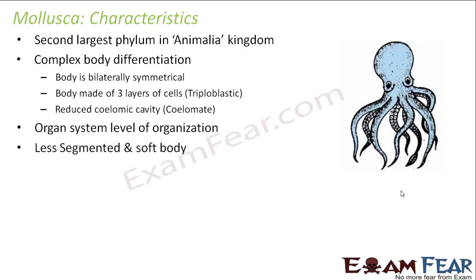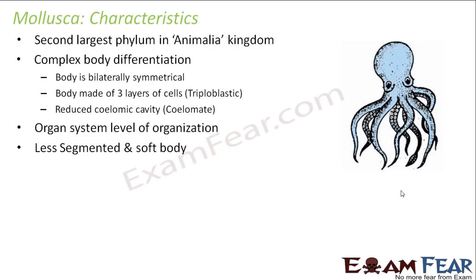Their body is less segmented and soft. So as I said, they are soft bodied and segmentation is not that noticeable, like how it was for annelids and arthropods. In some of the mollusks, some segmentation is seen, but it is not very remarkable. However, the body is covered by a calcareous shell. So the outer surface of the body is covered by a calcareous shell.